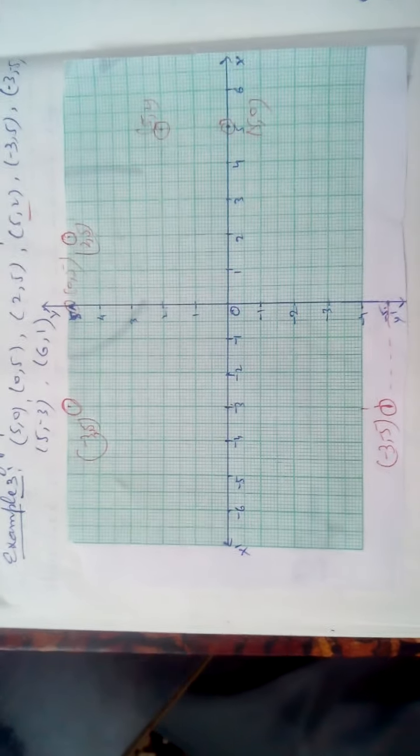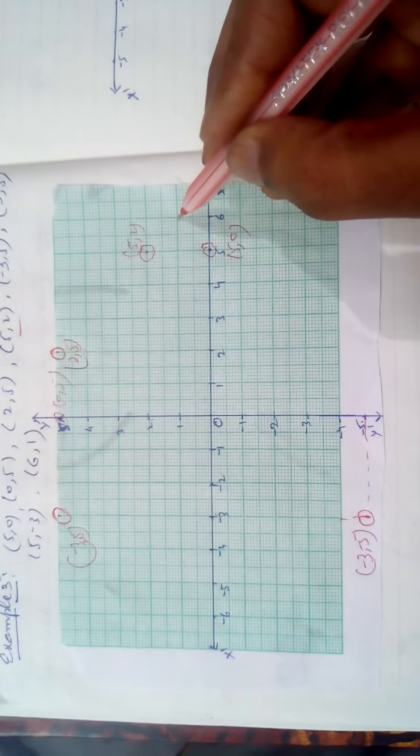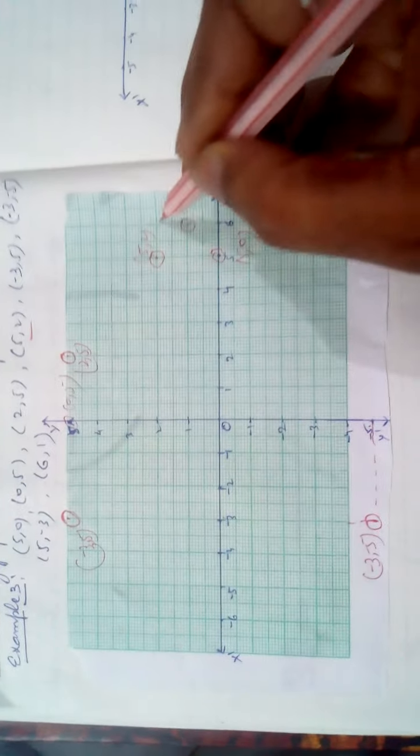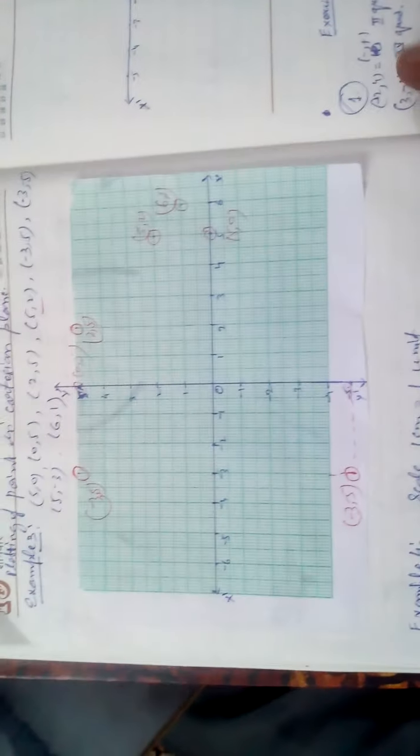And then 6 comma 1, it is given as the last point. Where is 6? This, and 1 is here. This point is 6 comma 1. So you have already located all the points on the Cartesian plane. So how will you locate? It is a very important thing.